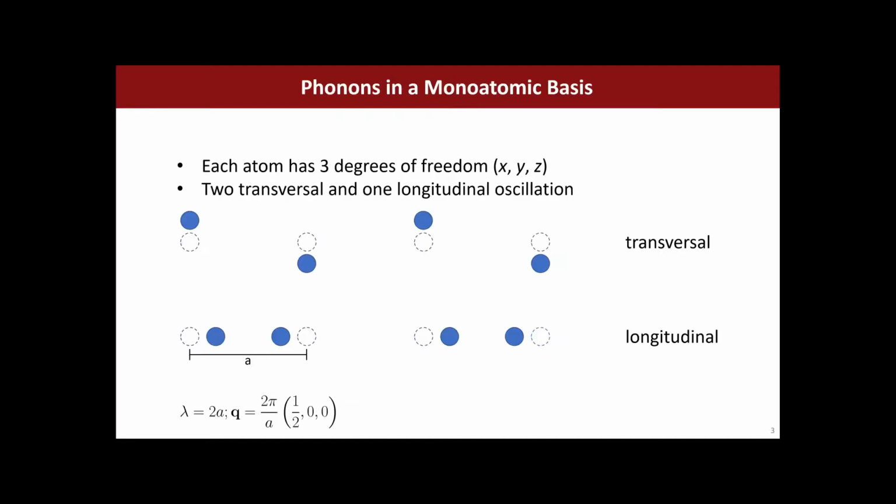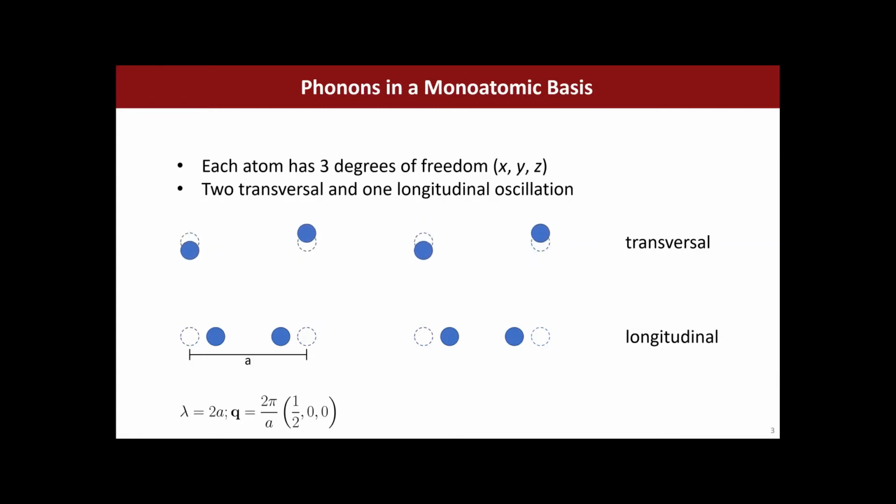What is exactly a phonon? Let's start talking about phonons in a monatomic basis. So just one atom in a unit cell. In this case, an atom has 3 degrees of freedom, x, y, and z, 3 Cartesian coordinates. And there are essentially 3 ways in which they can move relative to each other.